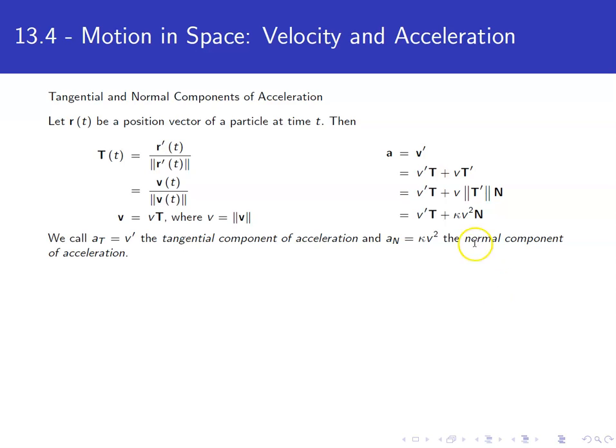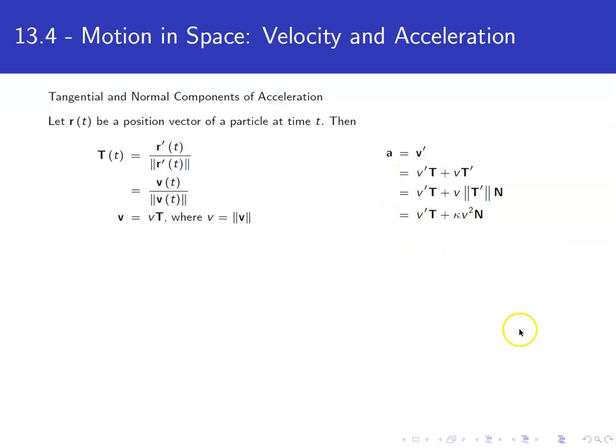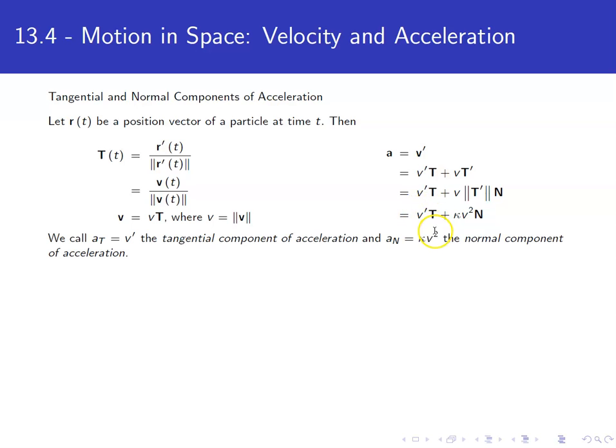The whole point of going through all of this is that we've now written the acceleration vector as a scalar function times the unit tangent vector plus another scalar function times the unit normal vector. So we've broken this up into two pieces. We call the first piece the tangential component of acceleration and the second piece the normal component of acceleration, these two scalar functions that we just figured out.